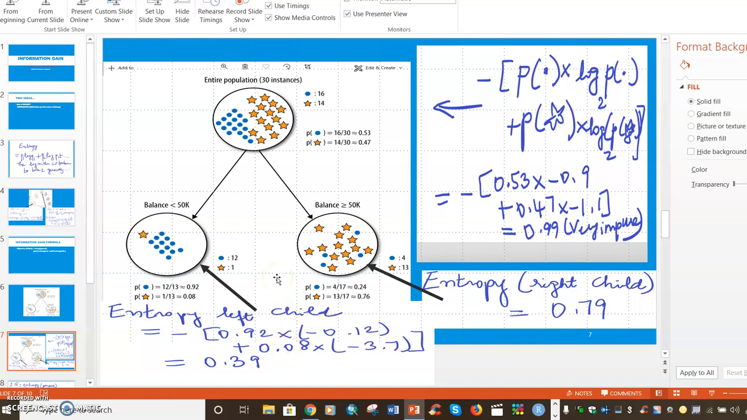So to summarize, you have a parent node with an entropy of 0.99, you have a left child with an entropy of 0.39, and you have a right child with an entropy of 0.79, and we're going to put everything together to compute the entropy information gain for this kind of branching rule, which says, let me divide customers based on balance less than 50,000 or balance bigger than or equal to 50,000.